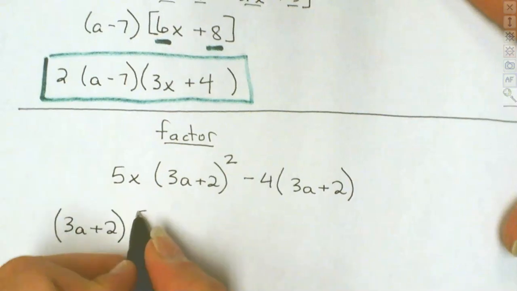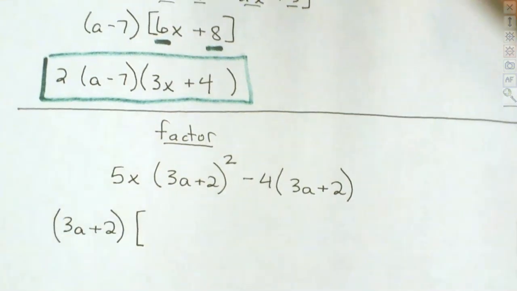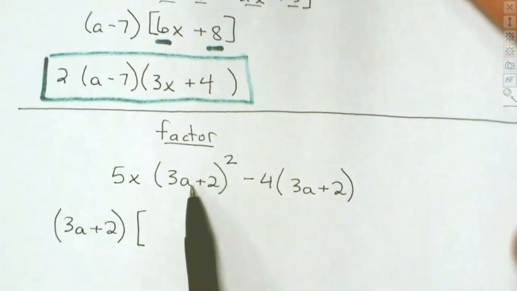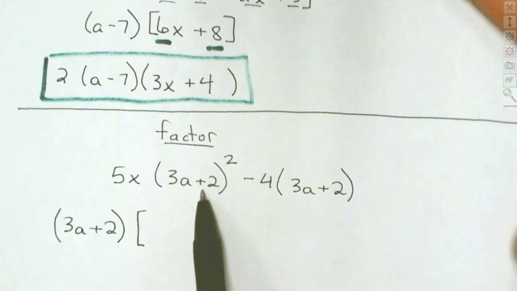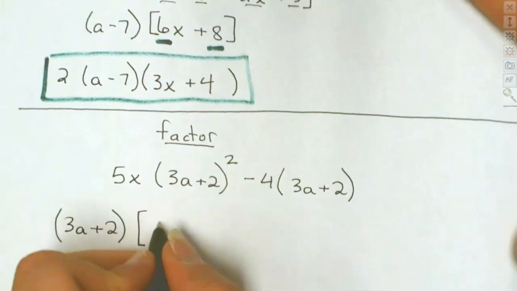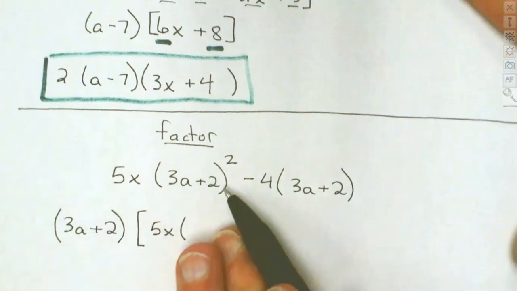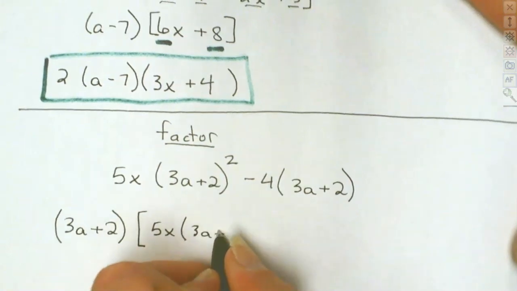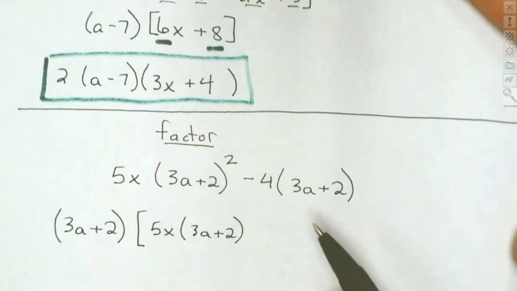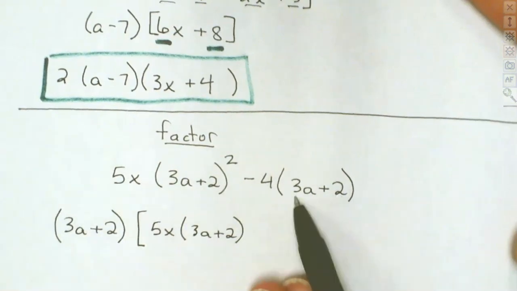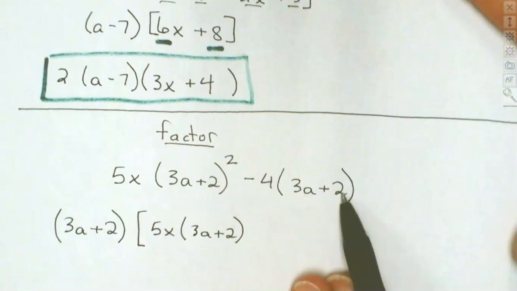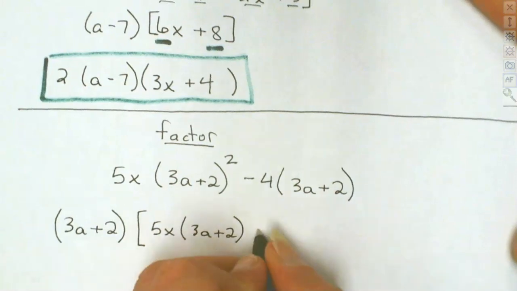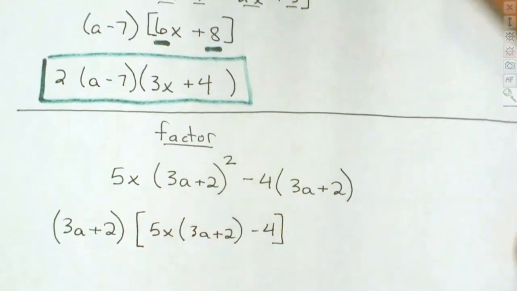When we write this, we have to be very careful about what is left over. So a 3a plus 2 came out. Now this one has 2 of them because it's quantity squared. So this one is going to be left with your 5x, and then this is squared, so we took one of them out. So 3a plus 2 is still left over. The second piece, what's going to happen here? Well, the 3a plus 2 came directly out. It's not squared, so it's gone. So that leaves you then with a minus 4.